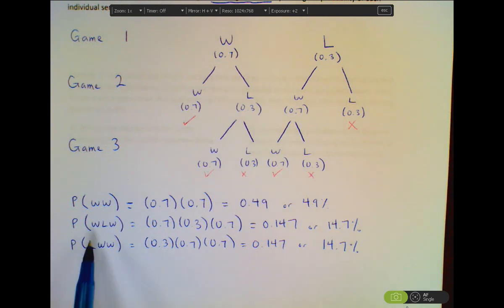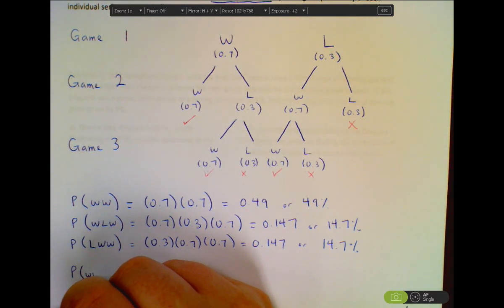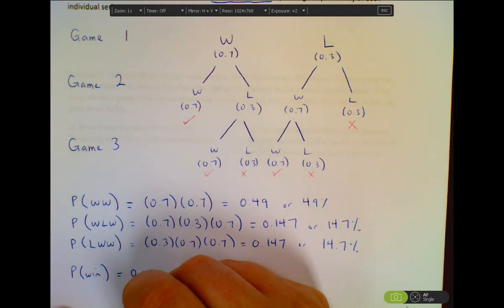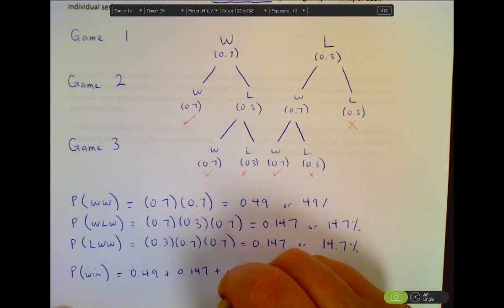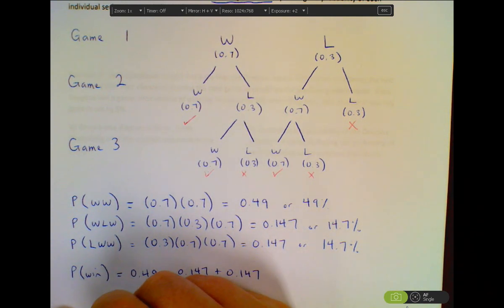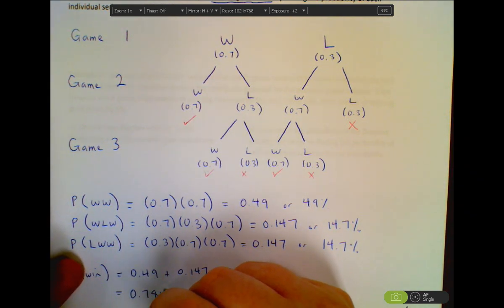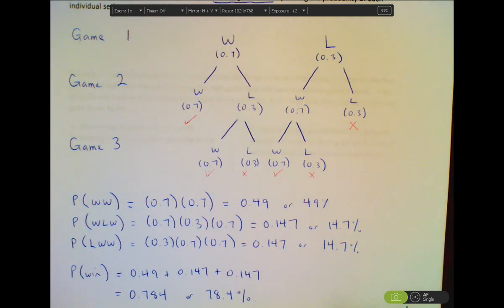So we've now looked at the three different ways they can win the series. So the probability that I might just say win, like for winning the series, is going to be 0.49 plus 0.147 plus another 0.147. If we do that, 0.49 plus 0.147, 0.784, or 78.4%.